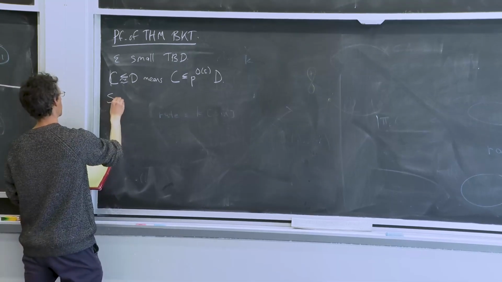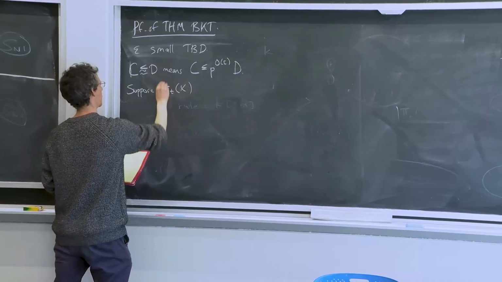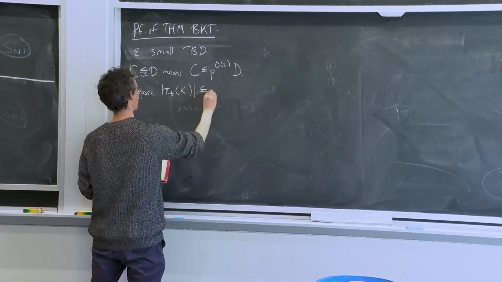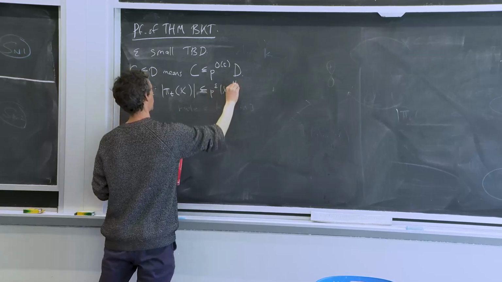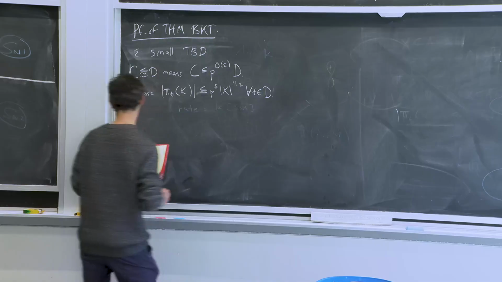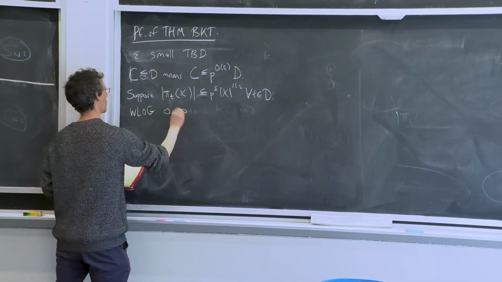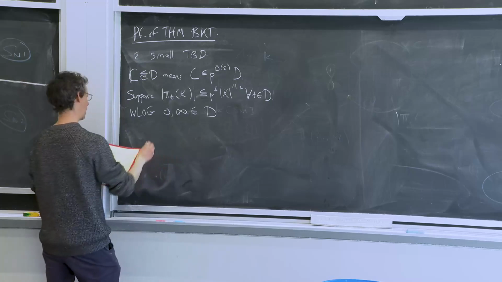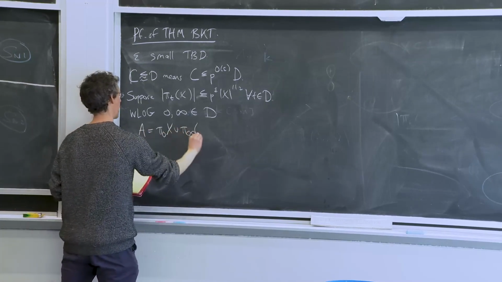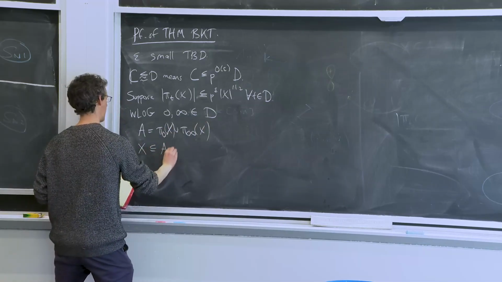And now we're going to do a proof by contradiction. So we can suppose |π_t(X)| is less than or equal to p^ε times |X|^(1/2) for all t in D. Without loss of generality, I can suppose that 0 or infinity are in my directions. I'll take A to be π_0(X) union π_∞(X). And so now I know that X is a subset of A cross A.